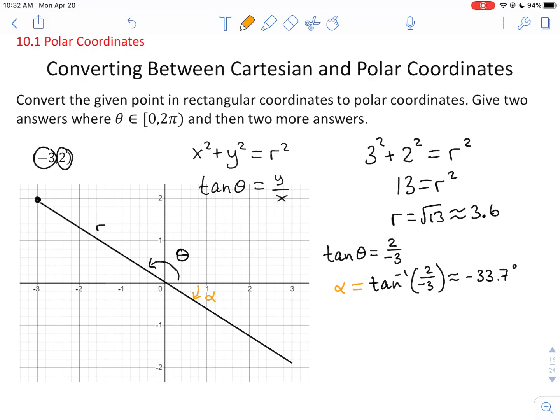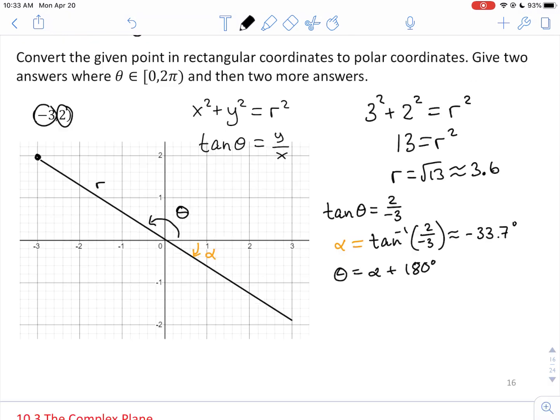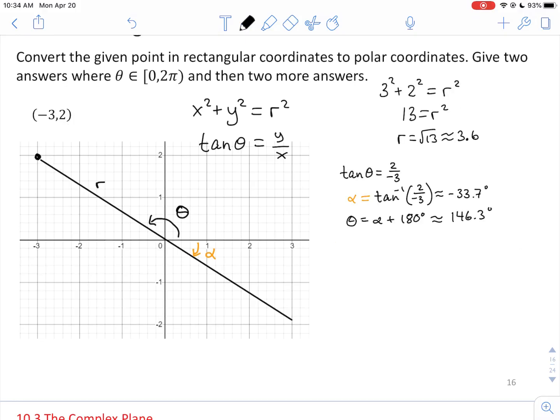Okay, so the question is, how do I get theta? Well, start with alpha and rotate counterclockwise 180 degrees, and that will point in the direction we want it to point. So theta actually needs to take alpha and add 180 degrees to it. And that theta is approximately 146.3. And let's make sure we follow all of the instructions that are here.